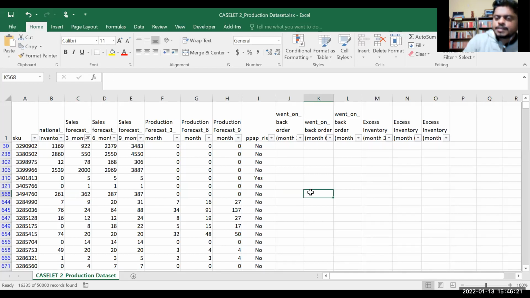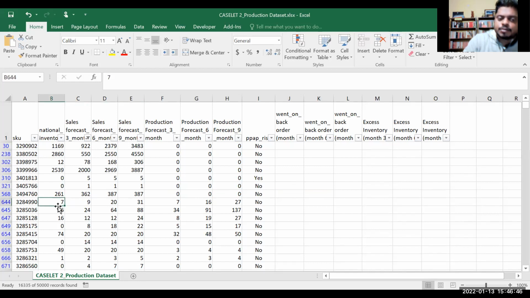Then what about month 6? Whether it went to back order on month 6 or not, how will I calculate that? So first you will see what is my inventory, and what is my production, whether I'm going to produce or not.